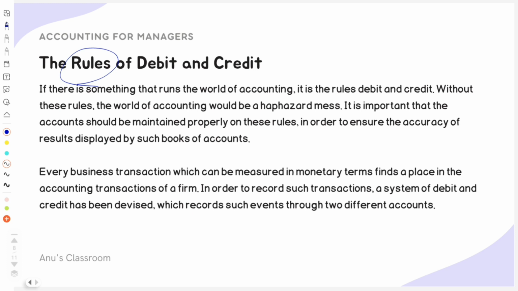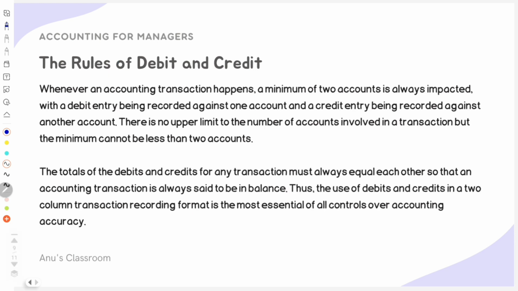Whenever an accounting transaction happens, a minimum of at least two accounts are always impacted, because we are following the double entry system of bookkeeping. Against one of those accounts we make a debiting entry, and the other account is given an equal but opposite crediting entry. There are no upper limits; there could be even 3 or 4 accounts or more involved in a single transaction, but there should definitely be at least two. Two or more accounts are permitted.